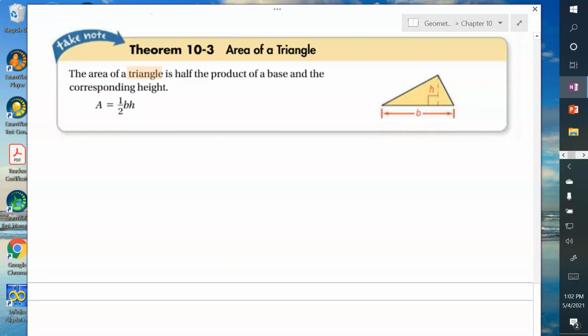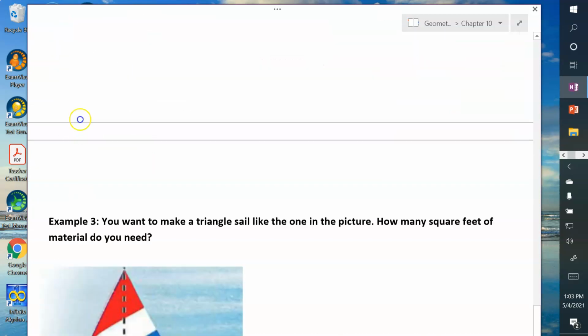And you may recall that the area of a triangle is 1/2 base times the height. And again, your base and your height have to be perpendicular to each other. And if you have that, you can just do 1/2 base times height. Some people write it like this, they'll say base times height over 2. Both are the same thing, so you can write it either way.